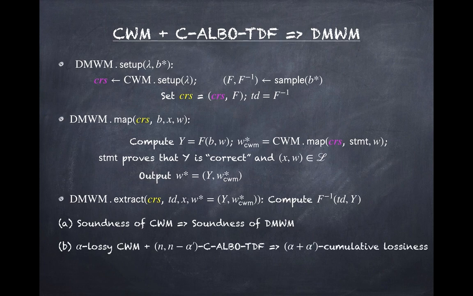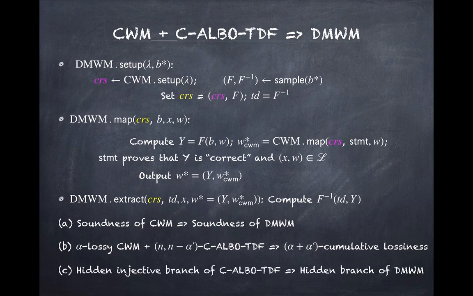map. The lossiness properties add up. In particular, if we have an alpha lossy CWM and a trapdoor function that on average loses alpha prime information about the input, then we get an alpha plus alpha prime cumulatively lossy dual mode witness map. And finally, the hidden branch property of DMWM follows in a straightforward way from the hidden injective branch property of the TDF.